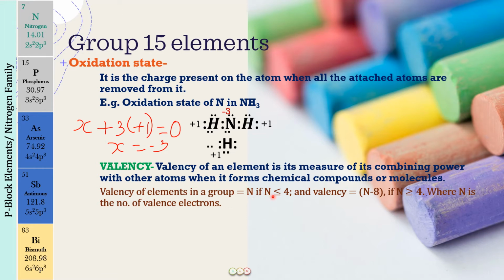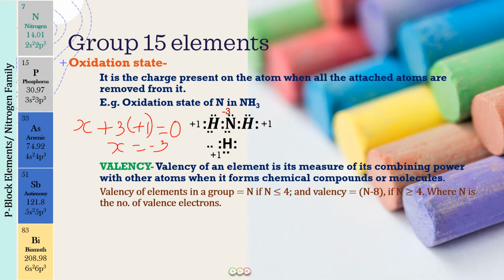If n is less than or equal to 4, the valency is equal to n; and if n is greater than or equal to 4, the valency is equal to n minus 8, where n is the number of valence electrons. For example, to calculate the valency of nitrogen in ammonia: nitrogen has 5 valence electrons, which is greater than 4. So you do 5 minus 8, which comes to -3. So the valency of nitrogen here is -3 and the oxidation state is also -3.